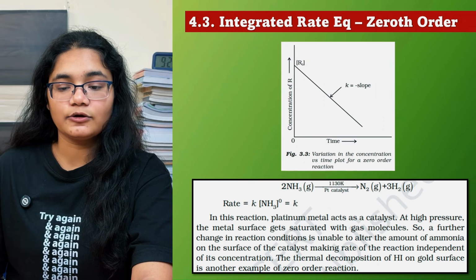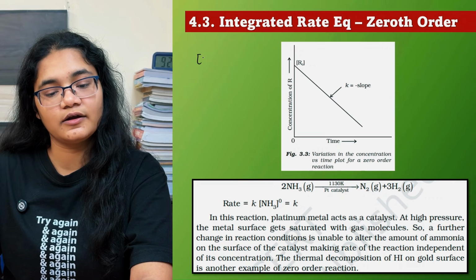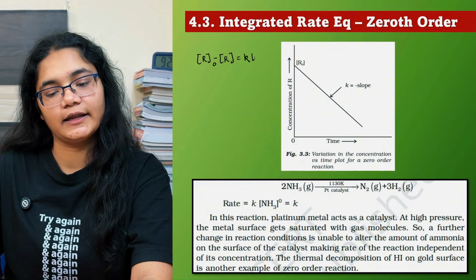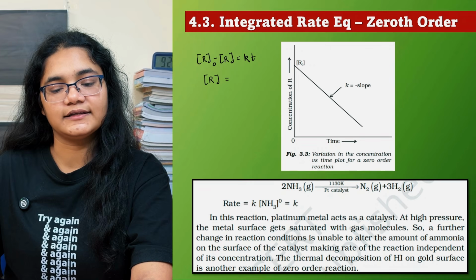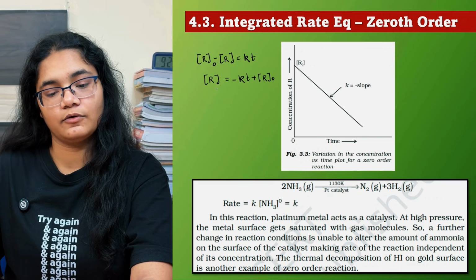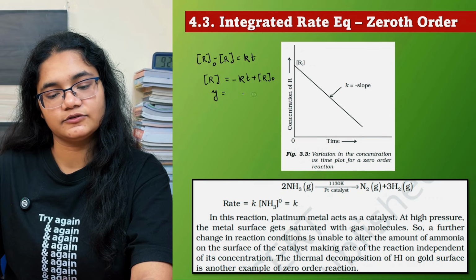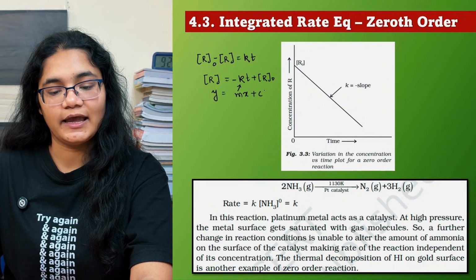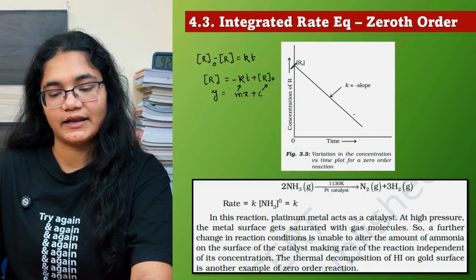Okay. Next, we'll talk about the integrated rate equation for 0th order graph. So you can see here, this is the equation R naught minus R is equal to kt. So what is the concentration of R here? R is equal to minus kt plus R naught. Now y is equal to mx plus c. So what is the slope here? Minus k, and c value is R naught. So since there is a negative slope, the graph will start from R naught and have a negative slope like this.